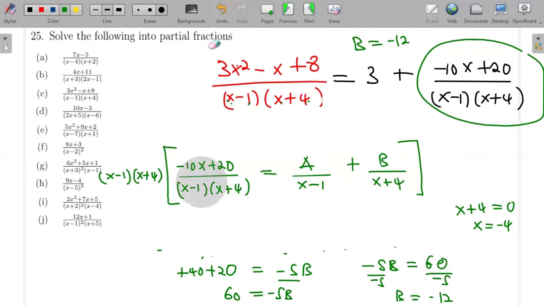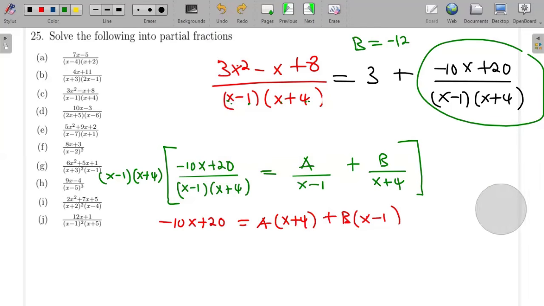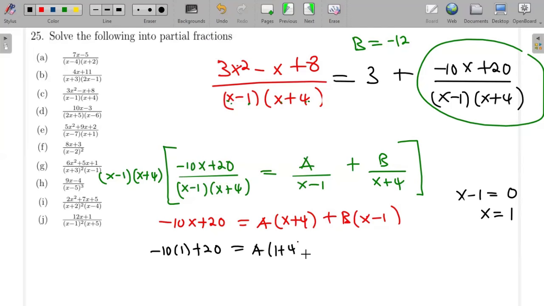All right, what about the a? So to find the a, we're going to eliminate the b. So meaning x minus 1 should be equal to 0. So x is equal to 1. So this here will be minus 10 times 1 plus 20 is equal to a times 1 plus 4, plus b times 1 minus 1. So this will just become 0.